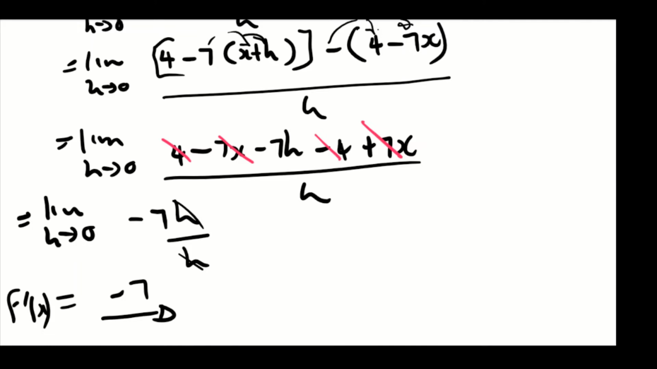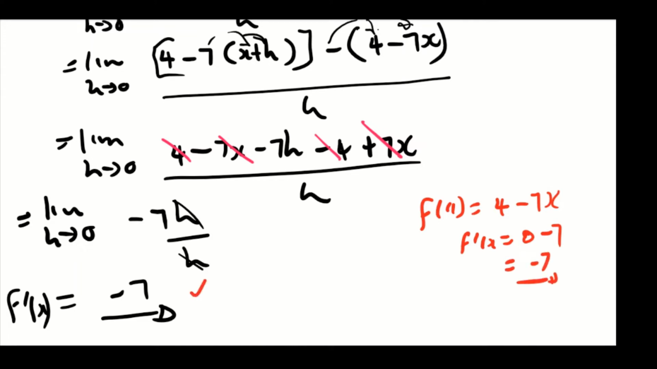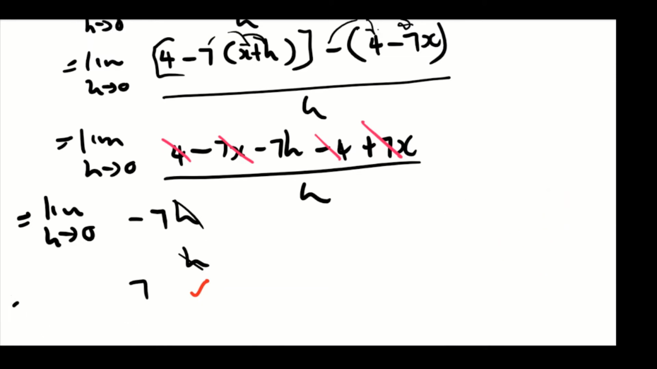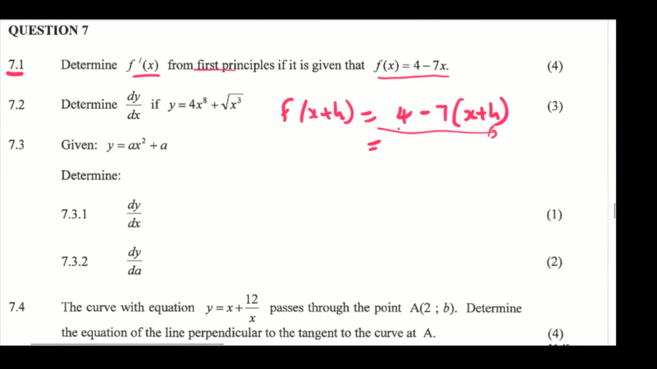You always have to check whether your answer is correct by writing your f of x, which is equal to 4 minus 7x. And the derivative of this is definitely 0 minus 7, which is equal to minus 7. So you know that your answer is actually correct. Always check, please. So we're done with this limit here. Now we're going to go to 7.2.